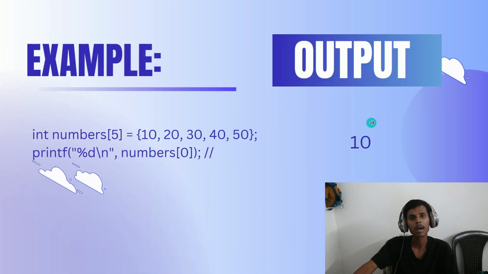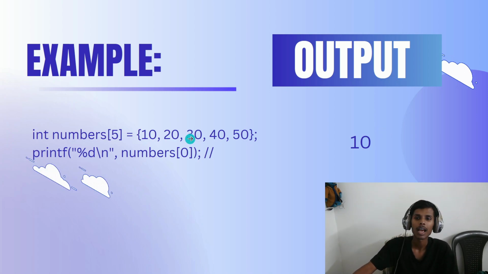Next one, the example of an array where we are storing 5 values. As you can see here, the data type of the array is integer. It means that you can store integer type values inside the array. The name of the array is numbers. The size of the array is 5. It means that you can store up to 5 values inside this array.